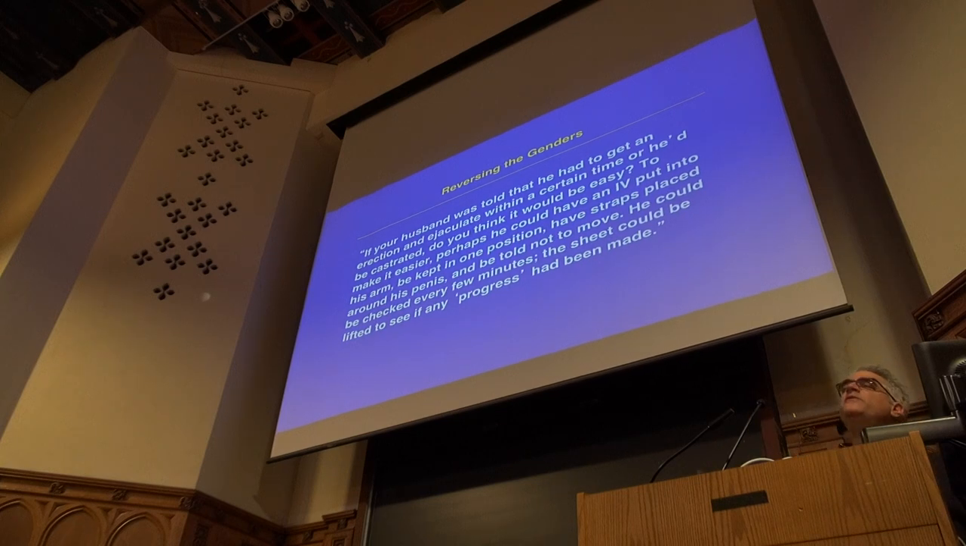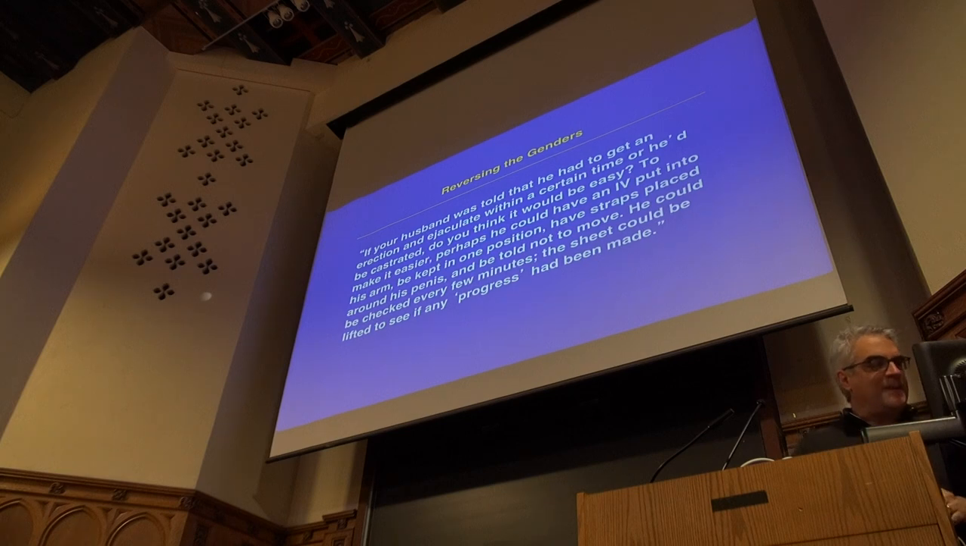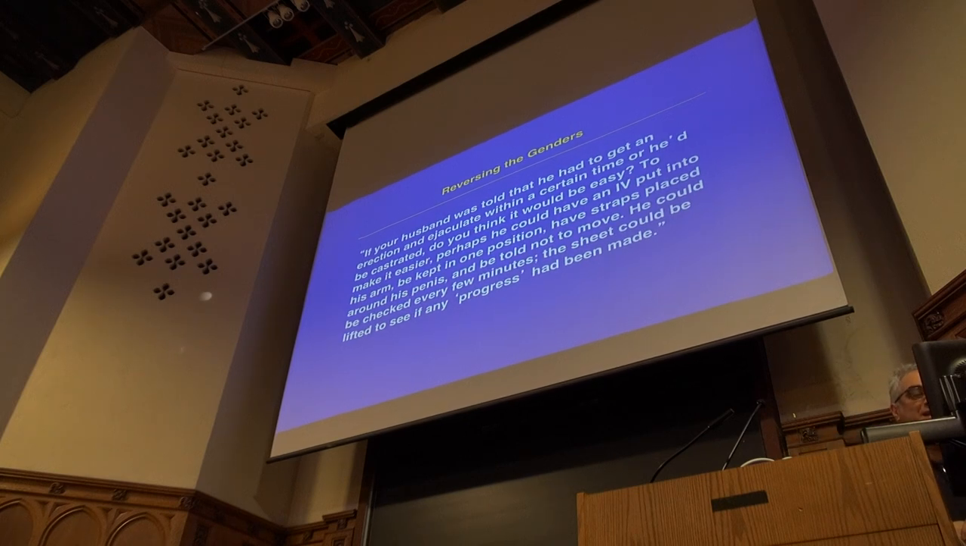So here's Martin, who says, what if you reverse the genders? If your husband was told that he had to get an erection and ejaculate within a certain time, or he'd be castrated, do you think he would be easy? To make it easier, perhaps he could have an IV put into his arm, be kept in one position, have straps placed around his penis, and be told not to move. He could be checked every few minutes. The sheet could be lifted to see if any progress was being made.